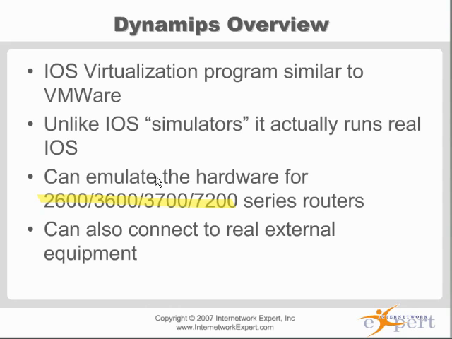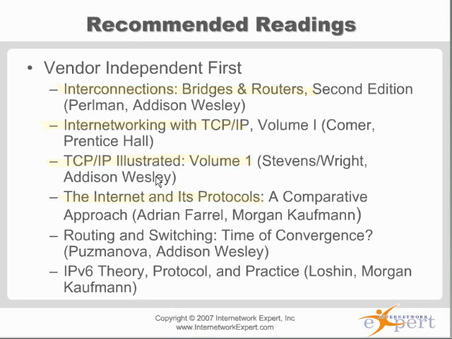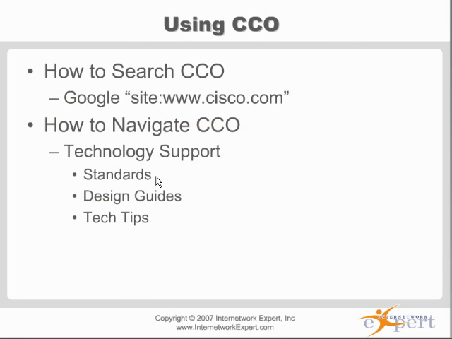Okay, we talked about using CCO already. We talked about using Google to search. If you don't know where something is documented, add that to the search in Google. Say I want to know where autoinstall is documented: go to autoinstall site:www.cisco.com/univercd. It'll only give you back results that have that URL in it, so you can find out where a particular feature is documented.